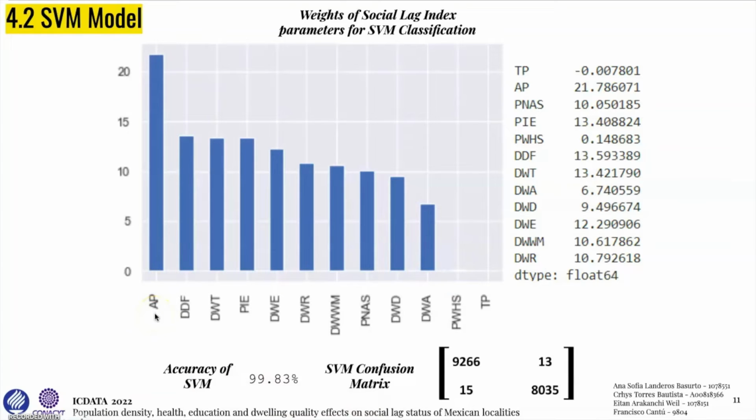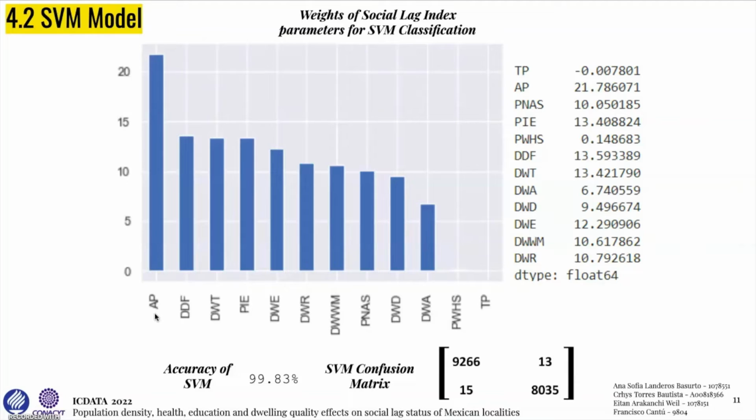This means that the greatest contribution to predicting whether or not a locality has social lag is the illiterate population. This is a condition that causes gaps in education and access to opportunities for a life in full freedom and with access to job opportunities. Not having the ability to read and write can close life opportunities. We can also see that all the variables related to housing conditions have a high weight in the prediction of the social lag in localities.